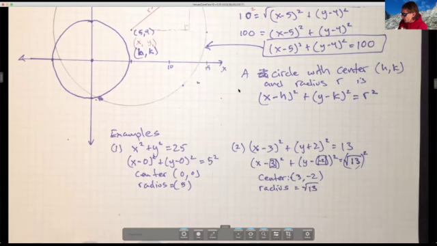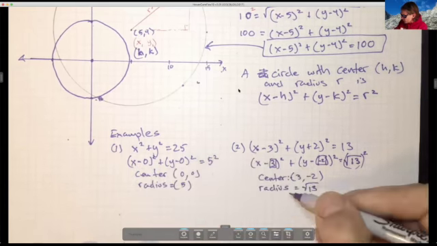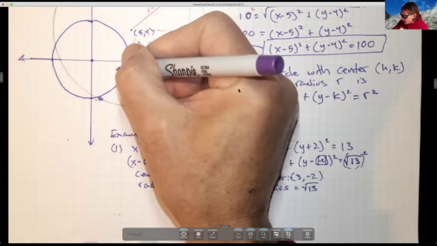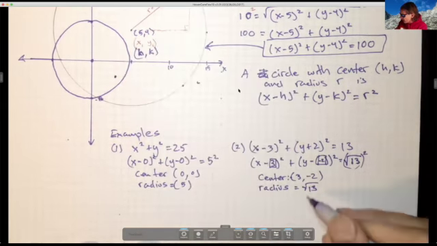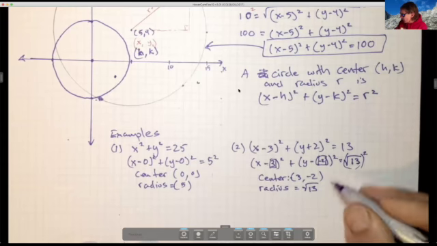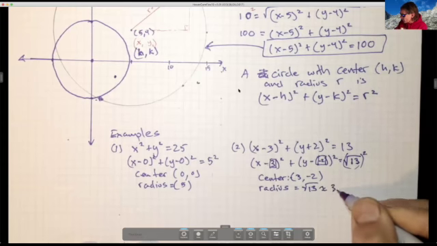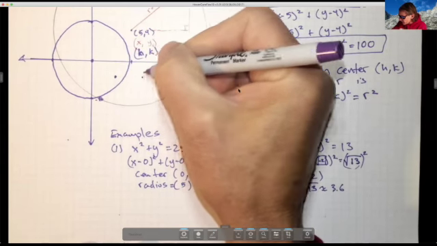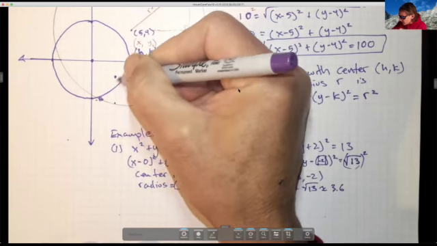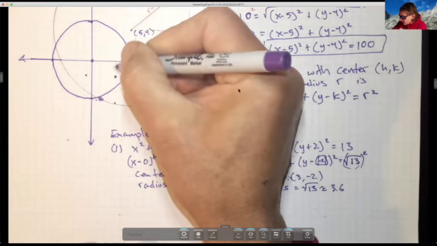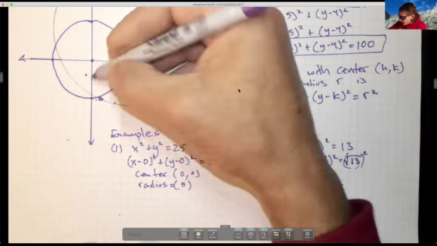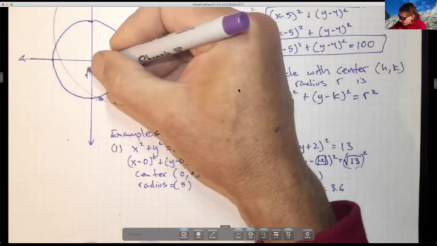So if I wanted to plot this circle, I'd start with the center at 3, negative 2. 1, 2, 3, negative 2. That's my center. And my radius is the square root of 13. That's approximately equal to 3.6. Pretty close. So let's go out 3.6, 3.6, 3.6, and 3.6 in 4 directions. And I'm going to make my best circle through those points.